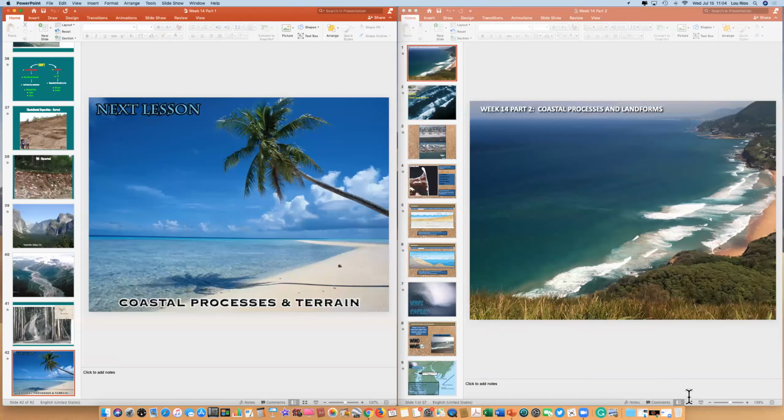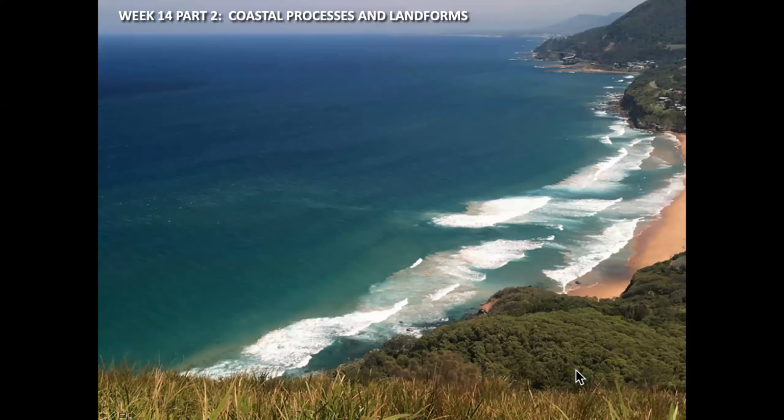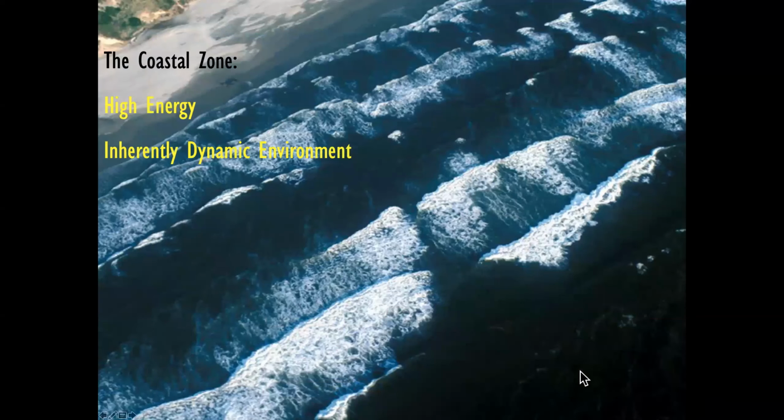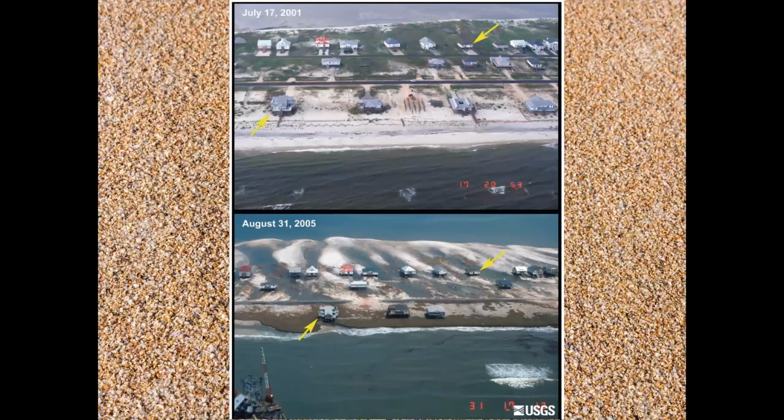So we'll go over the coastal land processes and landforms. So of course the beach, and the beach is but one aspect of it. A coastal zone is a high energy and dynamic environment, even when things are calm and the winds aren't particularly strong and the waves are nice and small. And here's the power of water. An image from 2001 before a hurricane and of course after a hurricane.